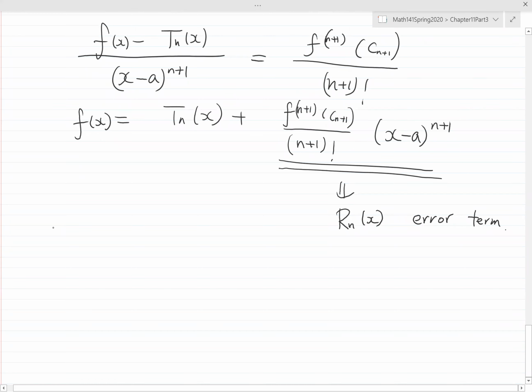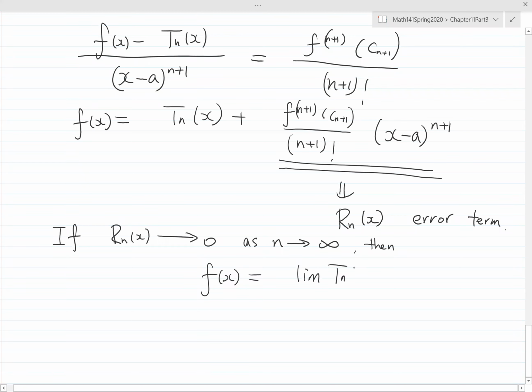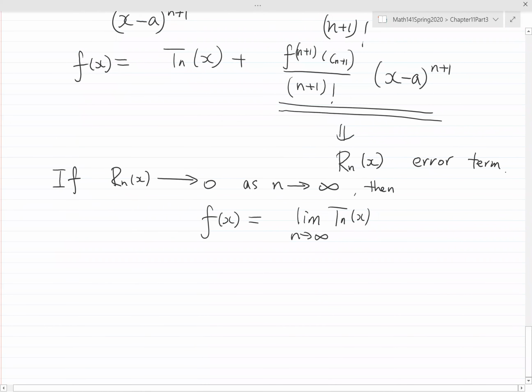Corollary: if Rn x approaches 0 as n approaches infinity, where of course we assume that f is infinitely differentiable, then the limit of f x equals the limit of Tn x as n approaches infinity, i.e. we get an approximation of the function f by its Taylor polynomial.